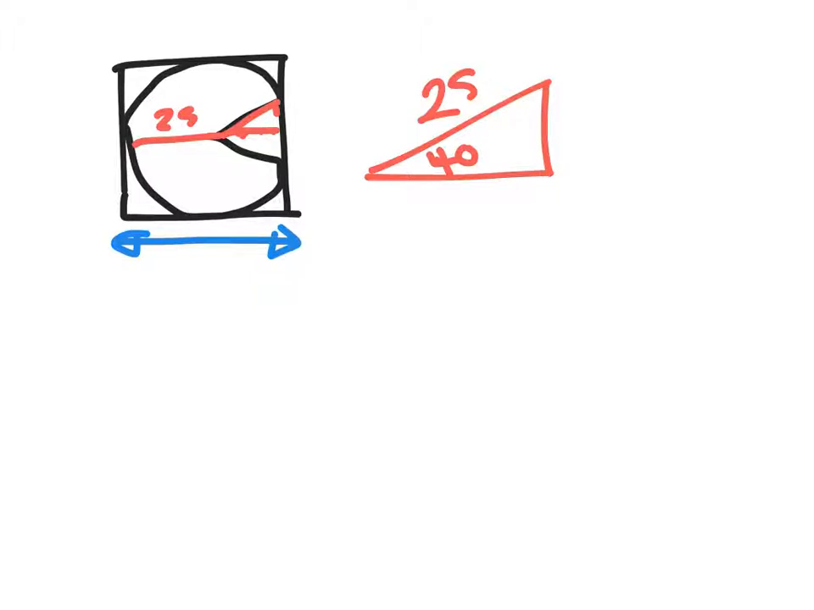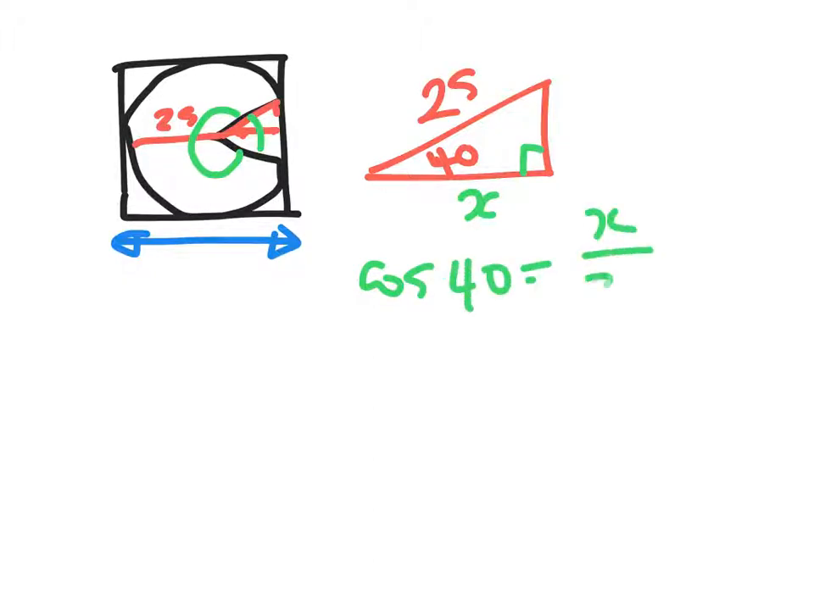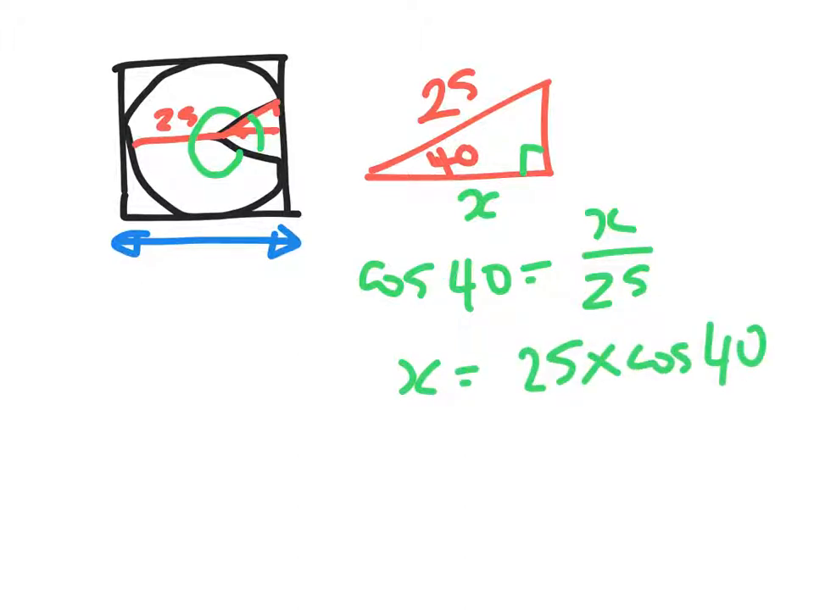How do I know that? Because this right round here is 280, so the bit in the middle must be 80. If I split it in half, it must be 40. I'm trying to calculate this side here, x. It's a SOHCAHTOA question. Cos 40 is x over 25. Cross multiply: 25 times cos 40. On your calculator, that comes out to be 19.2.